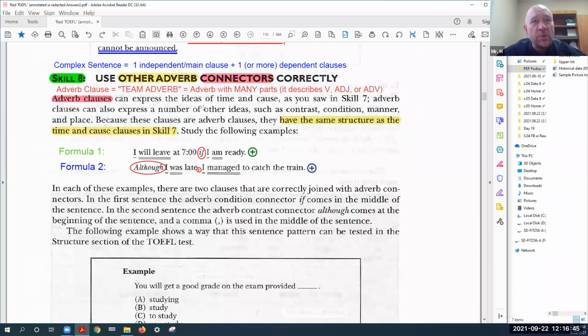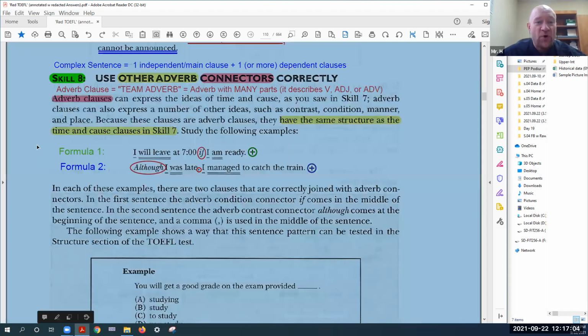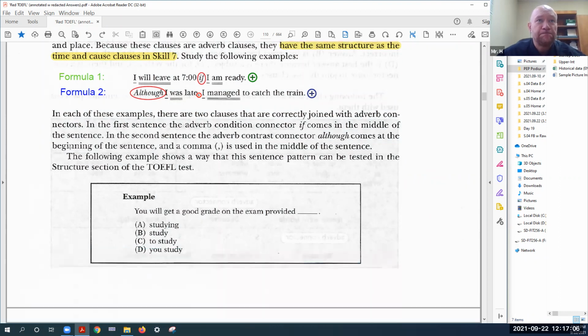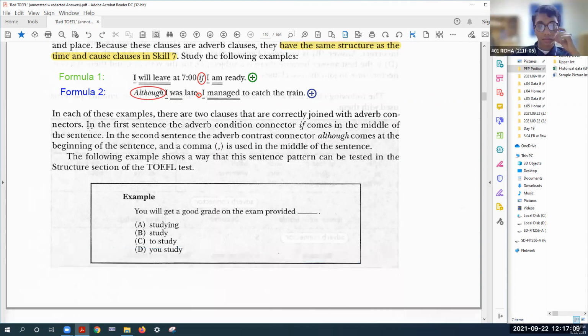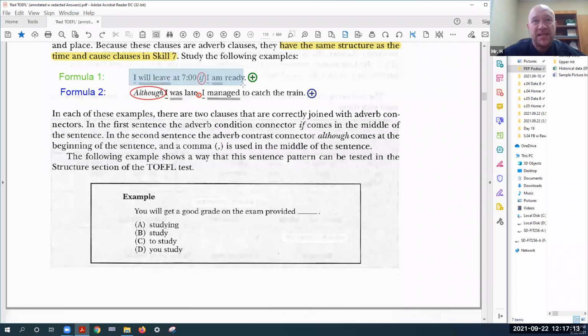So here we have ideas such as contrast, which means you show differences. Condition: if X, then Y. Manner, how you do something, and place, where you do something. So how many formulas do you see, Rita? Two formulas. Okay, start with formula 1. Read the formula, read the sentence, and use the formula to explain it.